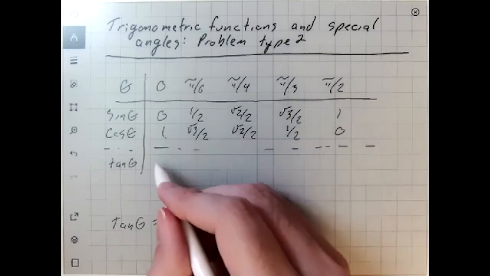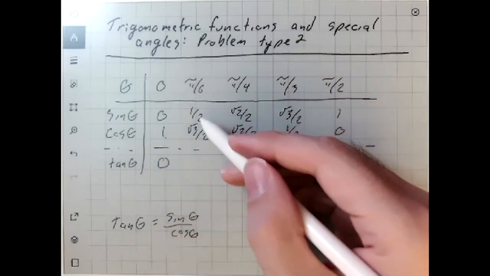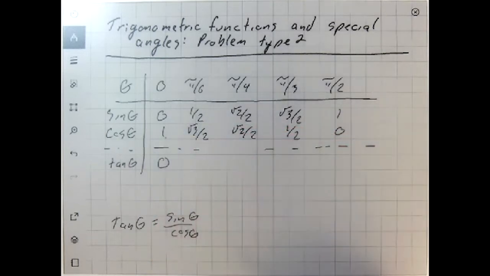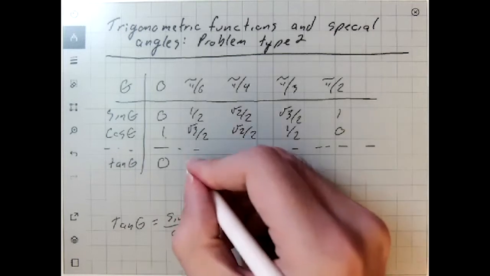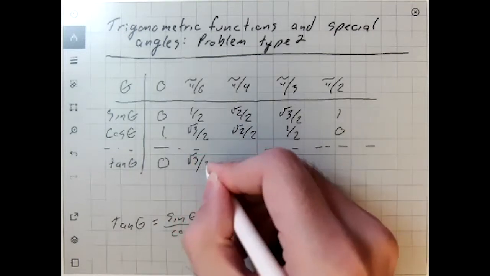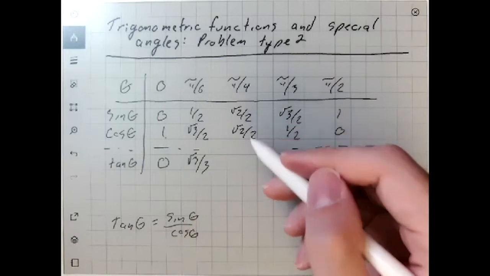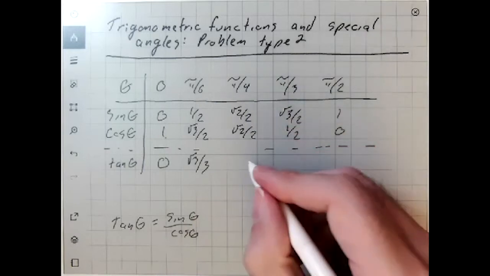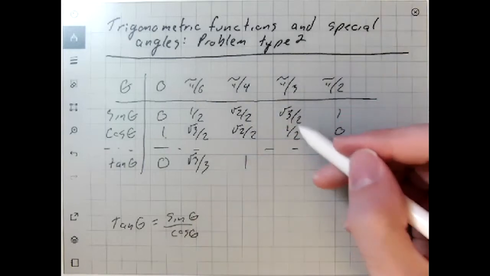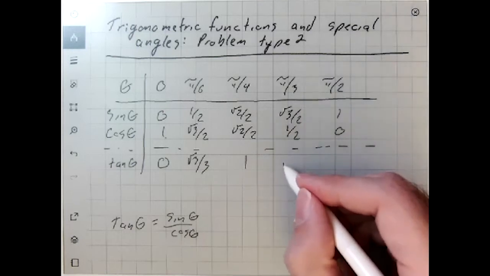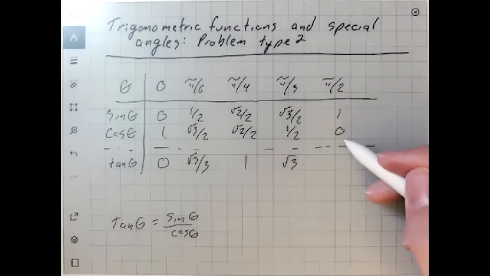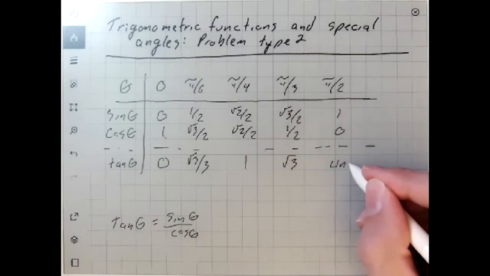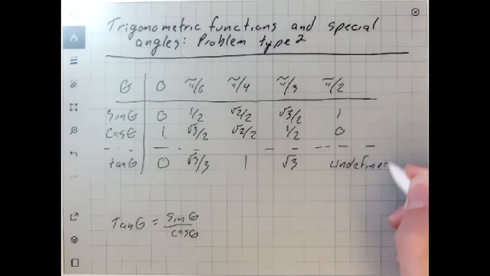0 divided by 1 is 0. 1/2 divided by root 3 over 2 is 1 over the square root of 3, which rationalizes and becomes the square root of 3 over 3. Square root of 2 over 2 divided by square root of 2 over 2 is 1. Square root of 3 over 2 divided by 1/2 is the square root of 3, and 1 divided by 0 is undefined.